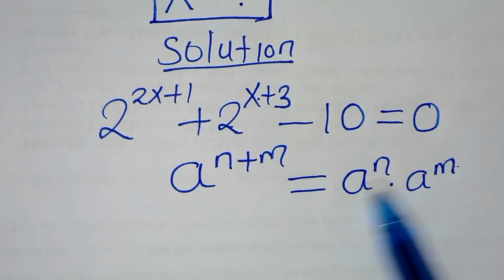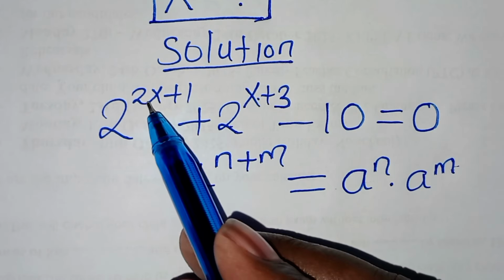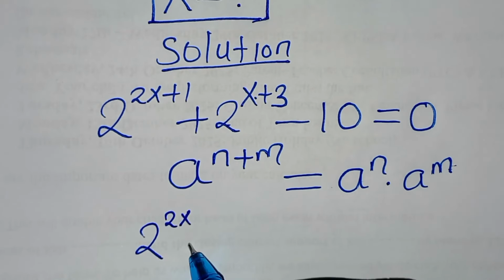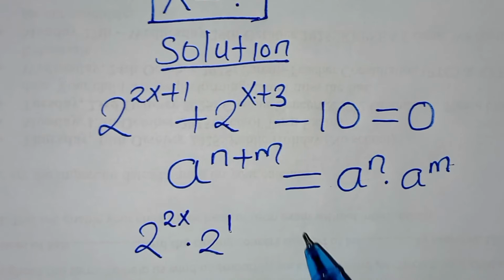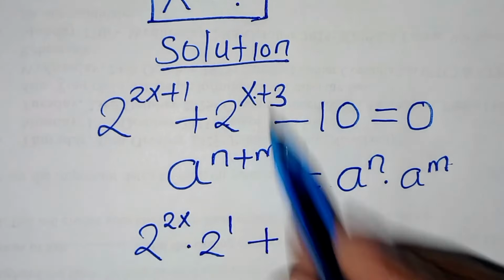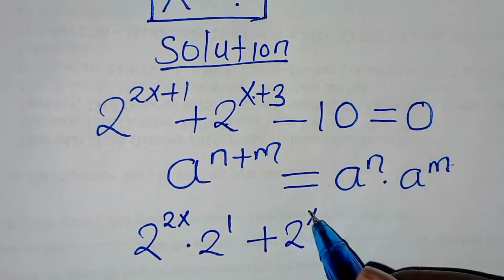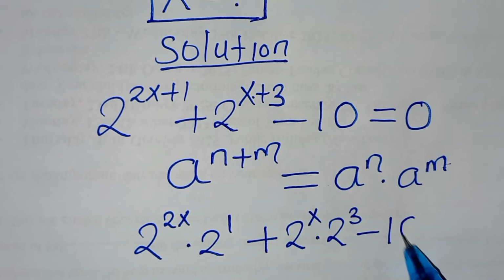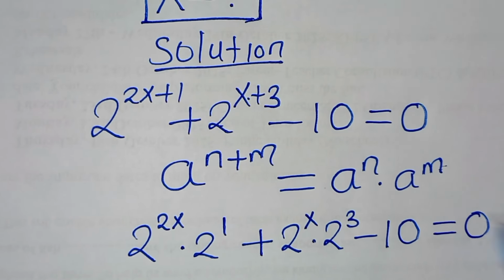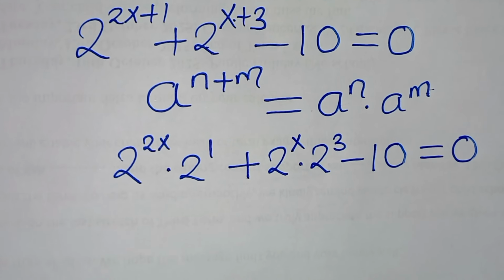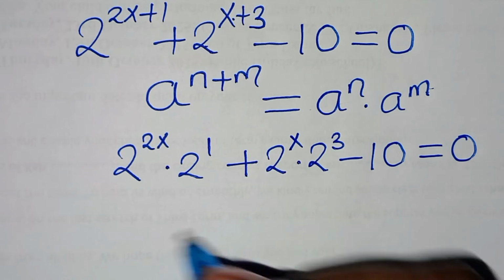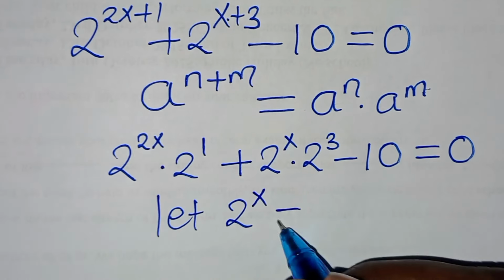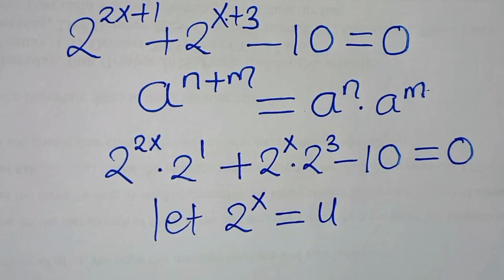Applying this exponent property, 2 to the power of 2x plus 1 becomes 2 to the power of 2x times 2 to the power of 1, plus 2 to the power of x times 2 to the power of 3, subtract 10, this is equal to 0. Now, from here, we can let 2 to the power of x be equal to u.